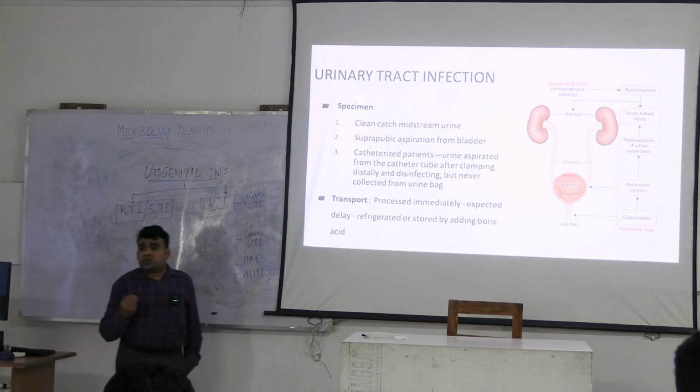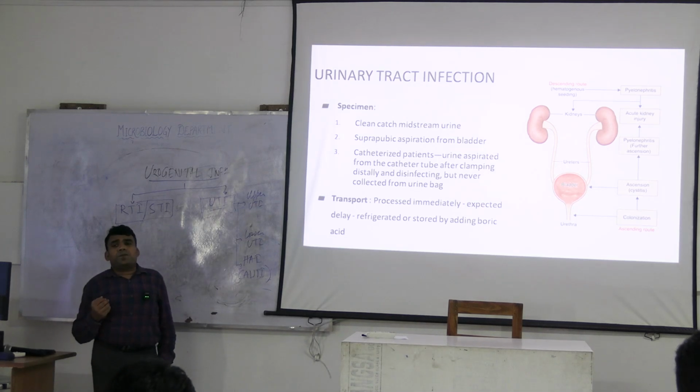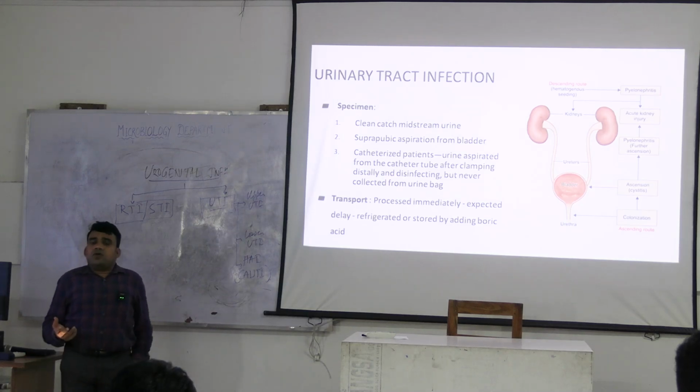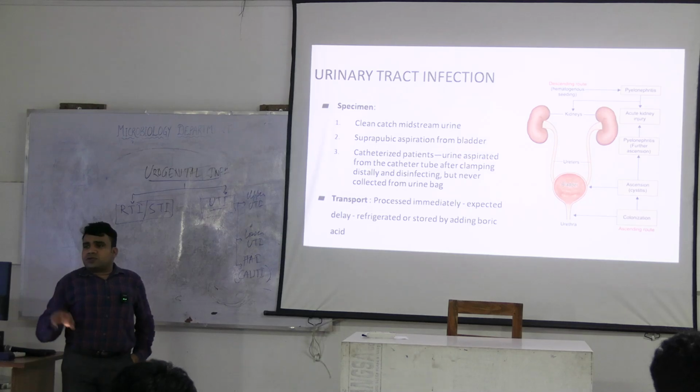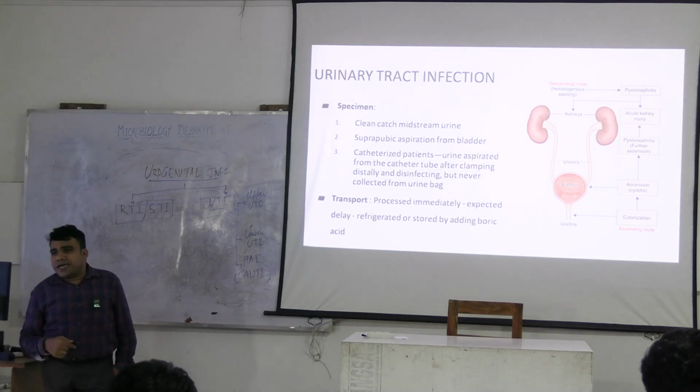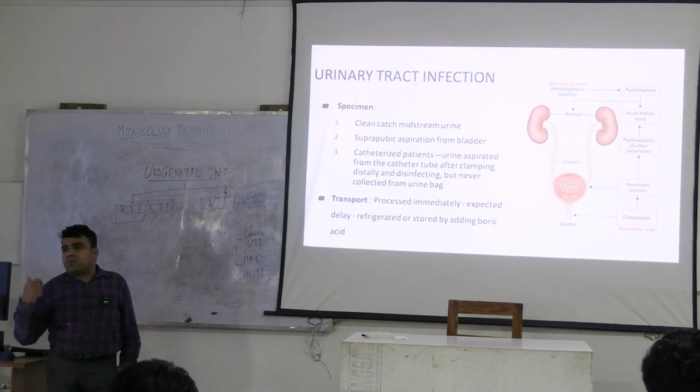Alternatively, we can use another method, called suprapubic aspiration of the bladder. So what is this? We ask the patient to let the urine collect in the bladder. When the bladder becomes full, we can palpate above the pubis symphysis and introduce a needle into the bladder directly and take out urine from the bladder.